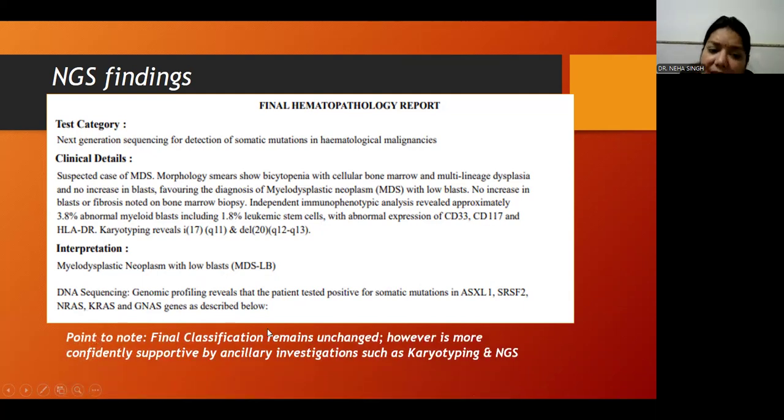So this case finally was classified as MDS with low blast. However, the supportive findings such as karyotyping, NGS, flow cytometry made our case very strong. We were more confident. So as far as the confidence is concerned, it's all right.